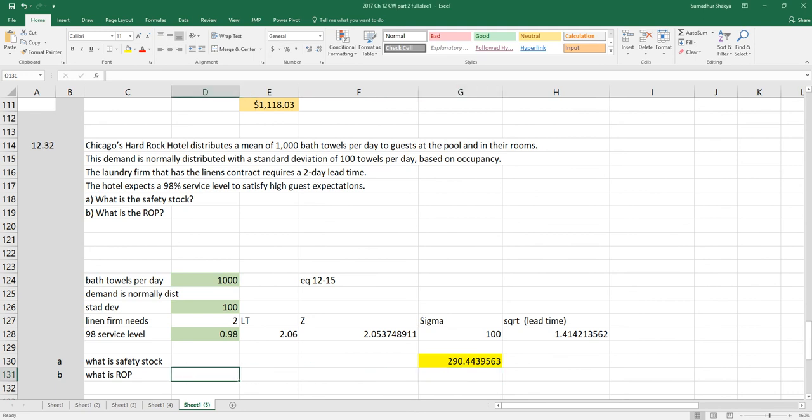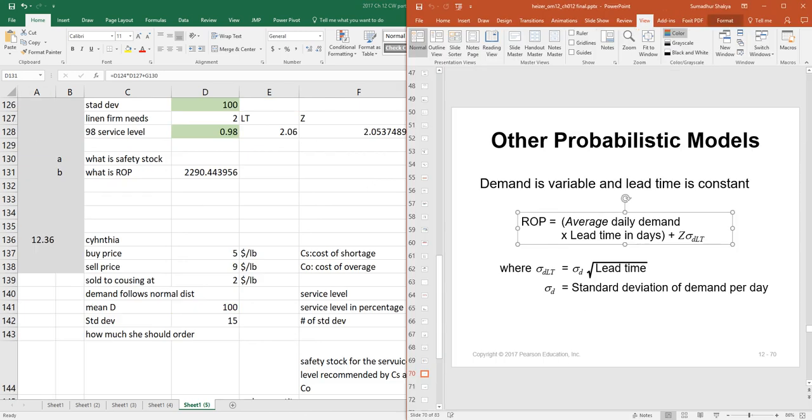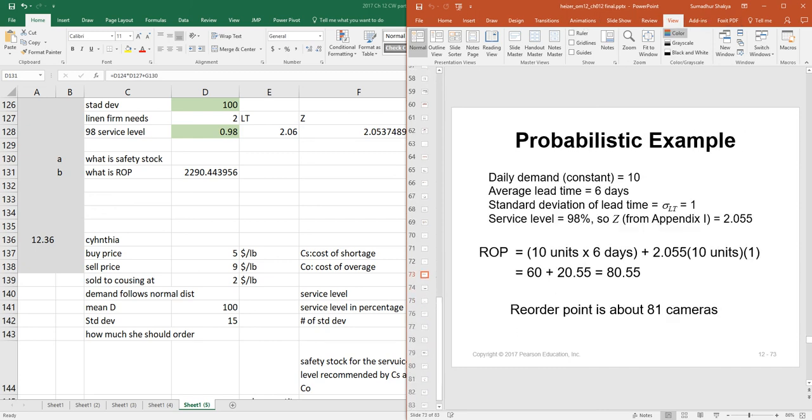So the reordering point theoretically should be the demand during the lead time, which is 1,000 times 2 plus the safety stock. So the reordering point for the linen company should be when the inventory level reaches 2,290 towels in the hotel. So this is what we already covered, when the demand is variable and the lead time is constant.